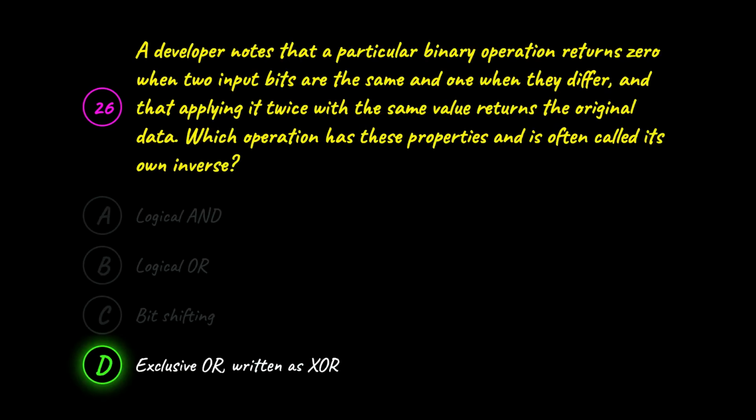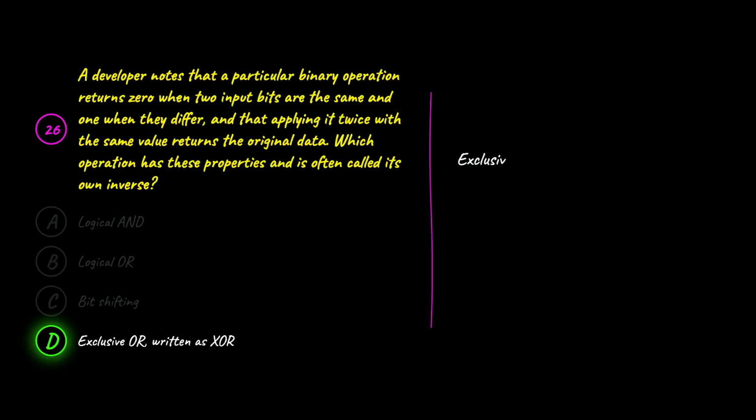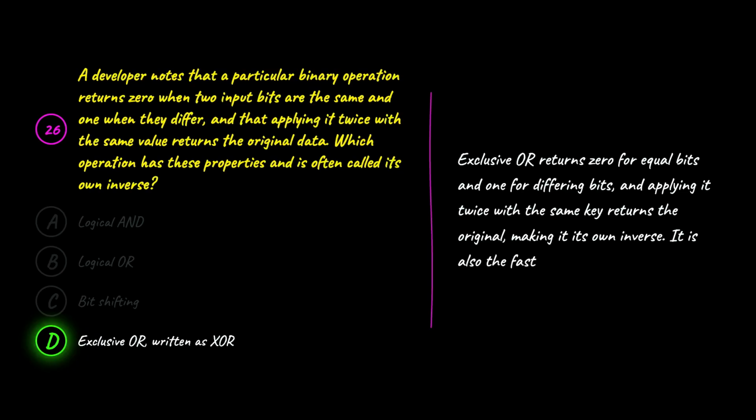The correct answer is D, exclusive OR written as XOR. D is correct because exclusive OR returns 0 for equal bits and 1 for differing bits, and applying it twice with the same key returns the original, making it its own inverse. It is also the fastest operation a computer can perform and underlies stream ciphers and IV mixing.